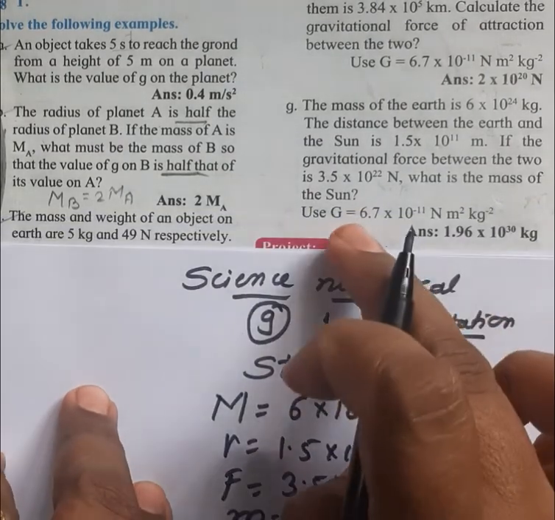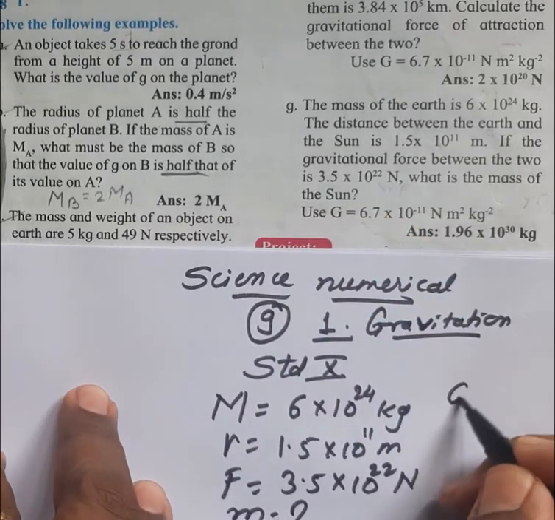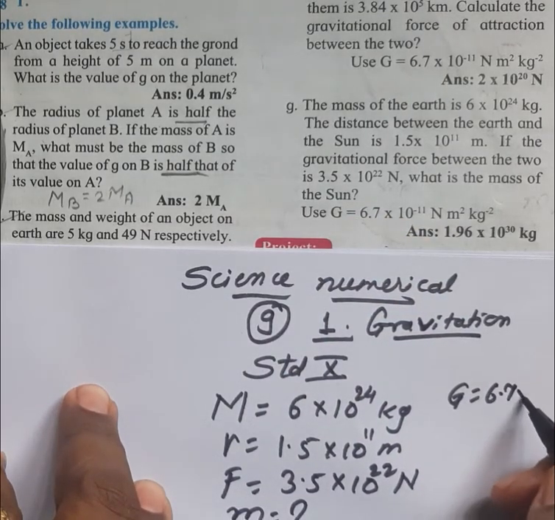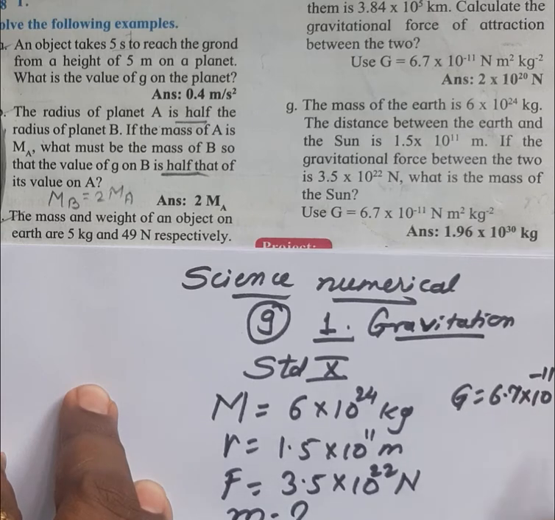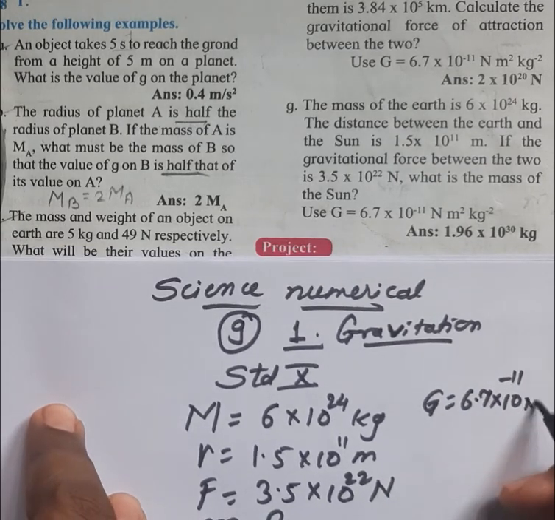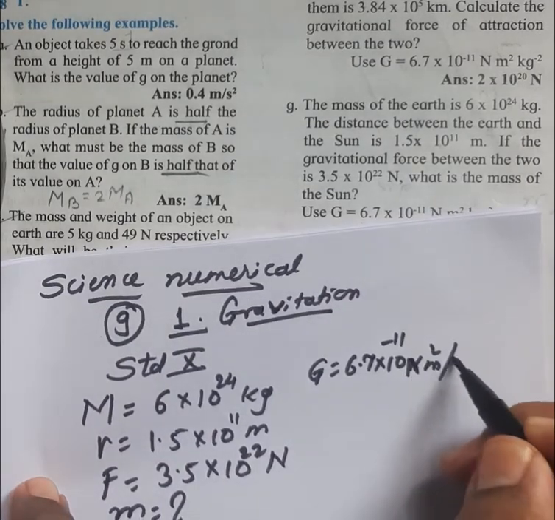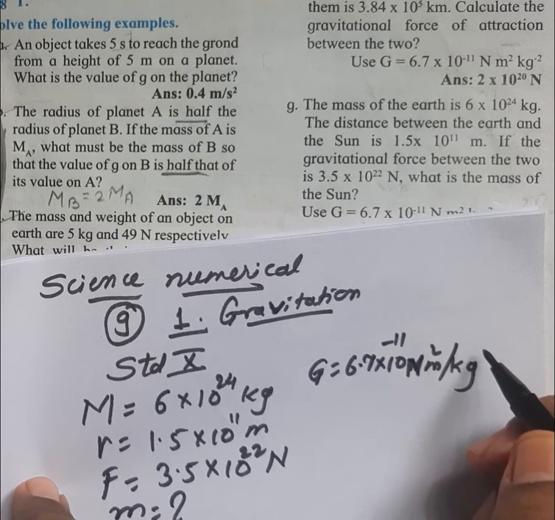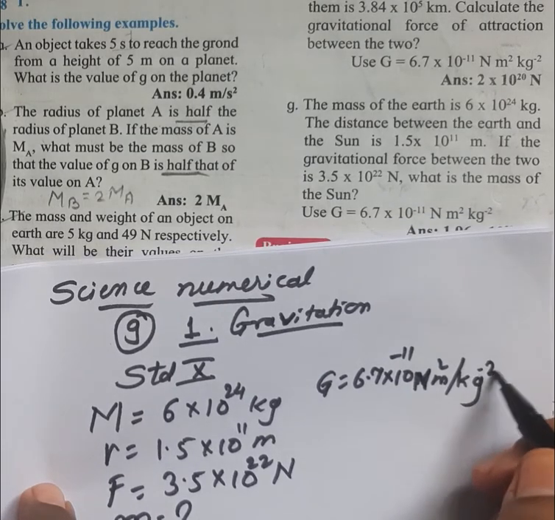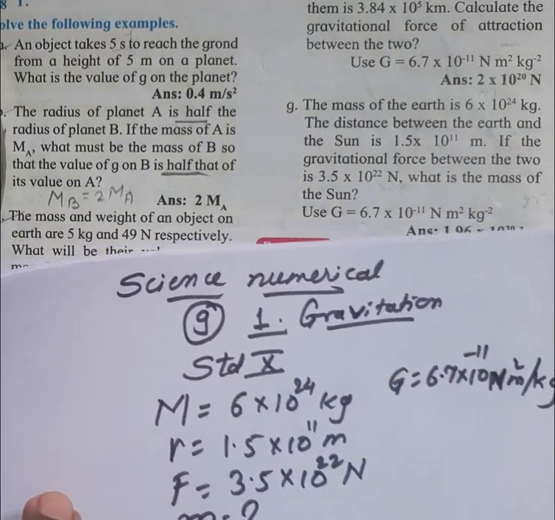In this question, capital G is given as 6.7 into 10 raised to minus 11 Newton meter square per kg square. This is given. Now we will solve this question.